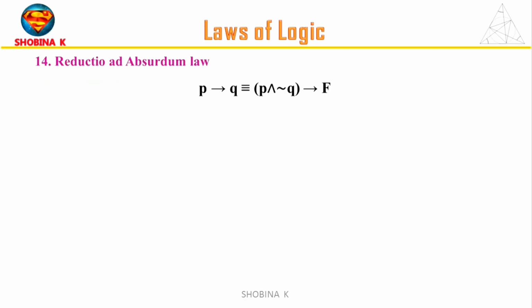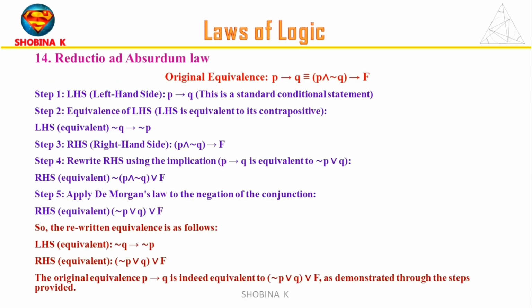And finally, we have reductio ad absurdum law. Reductio ad absurdum is not a set of laws, but rather a type of logical argument or method of reasoning. It is a Latin term that means reduction to absurdity. It is a technique used in logic and mathematics to demonstrate the falsity of a statement or hypothesis by showing that it leads to absurd or contradictory conclusions.